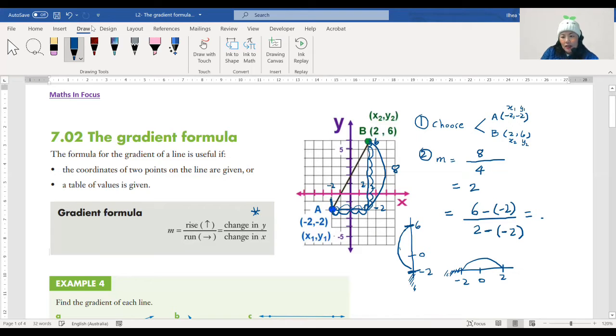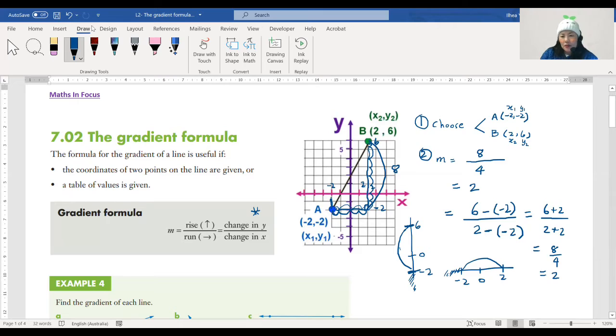If I tidy this one up a bit, 6 minus minus 2 means 6 plus 2, and 2 minus minus 2 is 2 plus 2. So therefore, it will be 8 over 4, which is the same as 2. Okay, so that's actually, the gradient is 2.